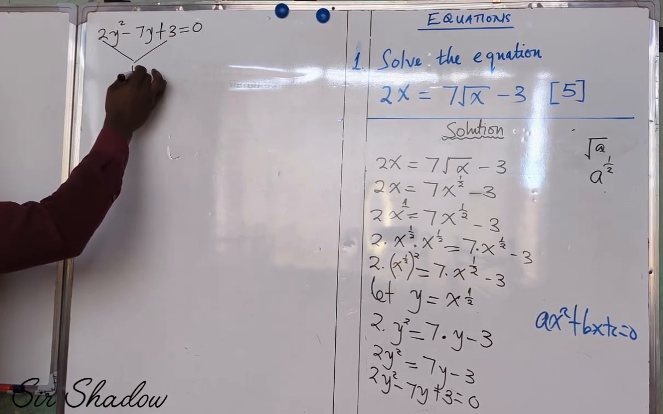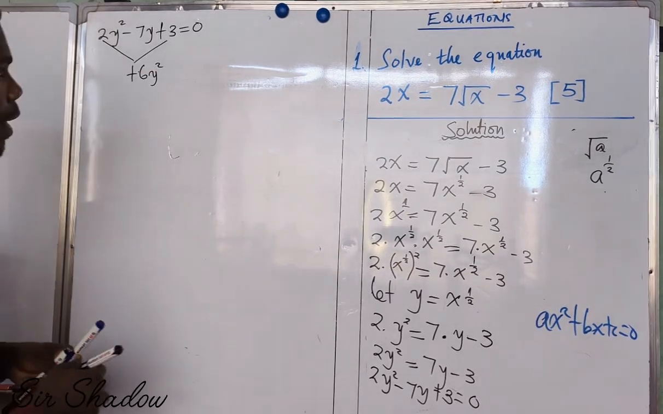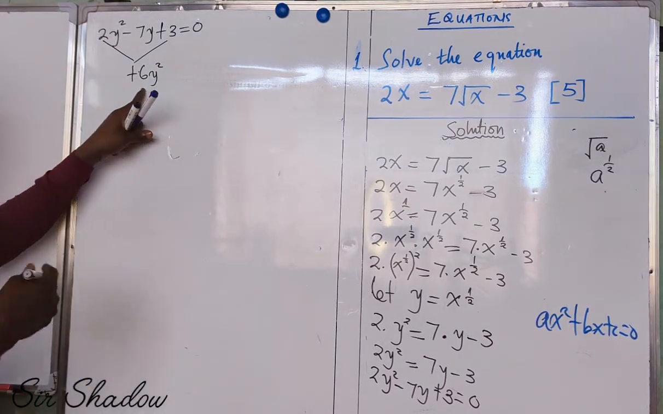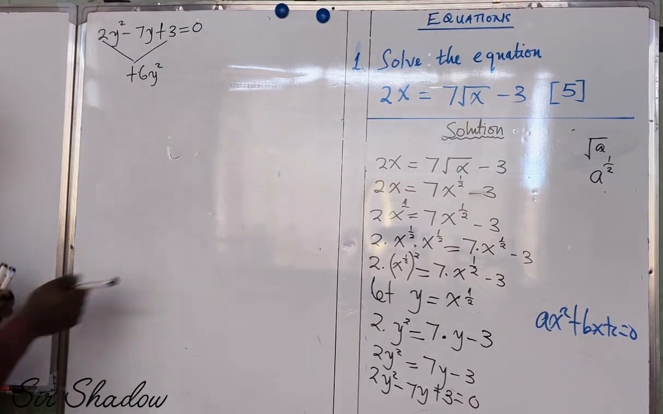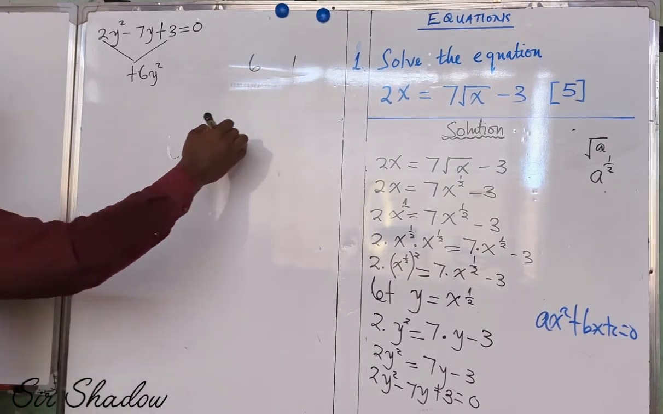The product of this, I still get 6y squared. I have to find two possible factors of positive 6, such that adding them or subtracting them, I still get a negative 7. So here are the factors of 6. It's 6 and 1.